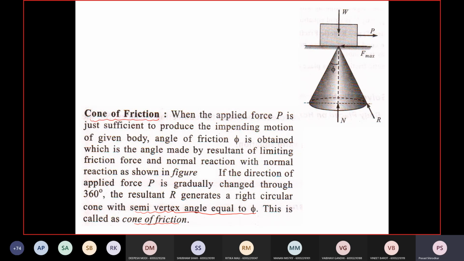So all those terms, many times they are asked, either in theory or you may also get them in numericals. So keep those things in mind. Any questions so far?